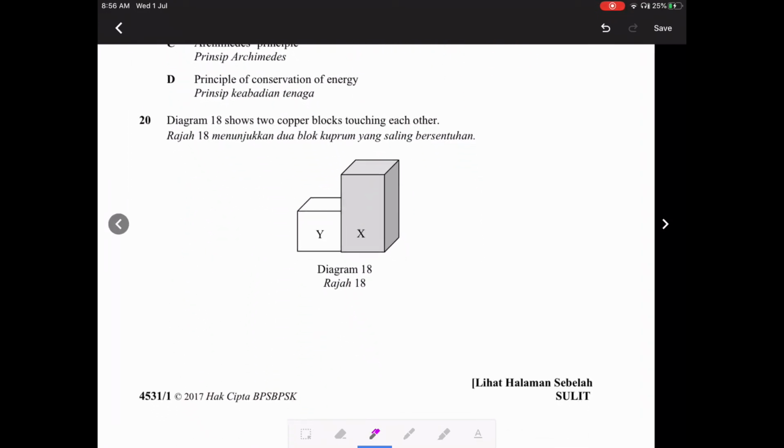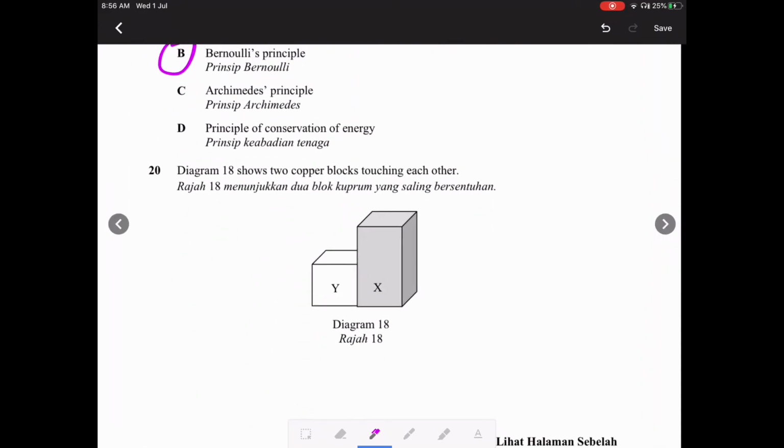Okay, number 20. Okay, diagram 18 shows two copper blocks touching each other.